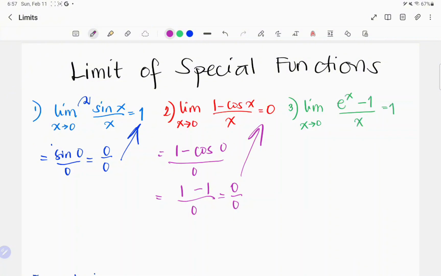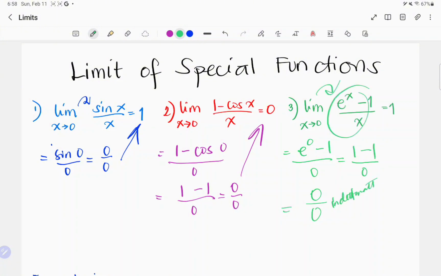Now for the green one, we have the limit of e raised to x minus 1 over x as x approaches 0. If we substitute the value of 0 in our function, it will become e raised to 0 minus 1 over 0. Simplifying further, we have 1 minus 1 over 0. The numerator is already 0 and the denominator is 0, so this is indeterminate also. But when we simplify the function and take its limit, it is equal to 1.